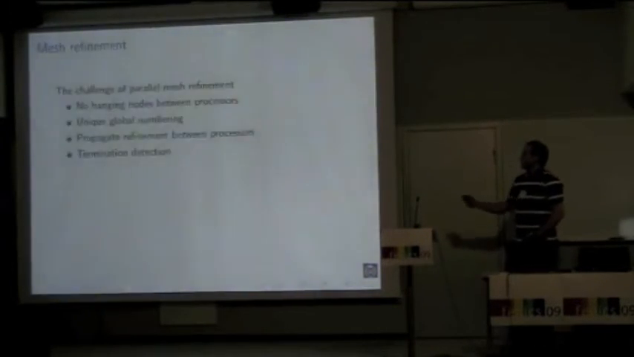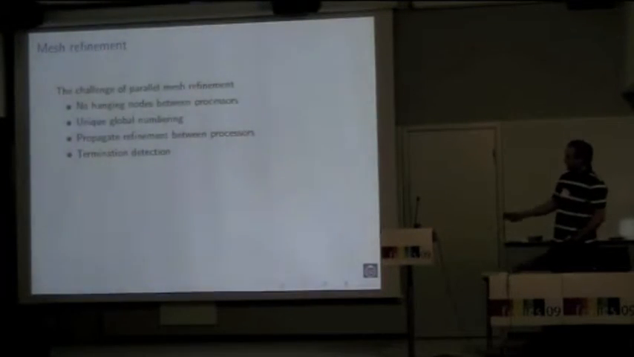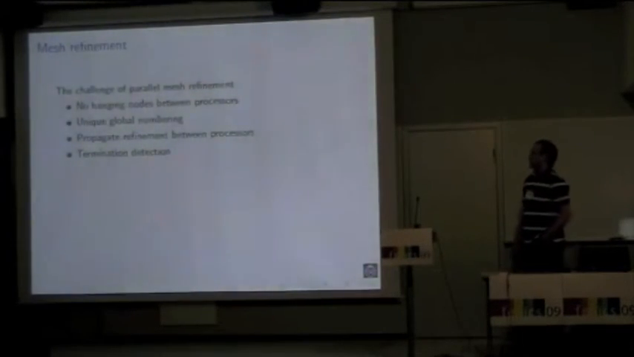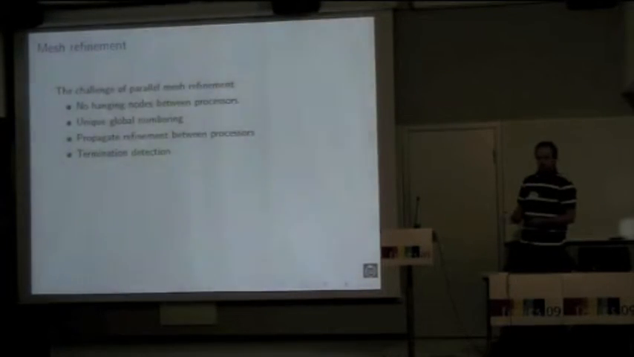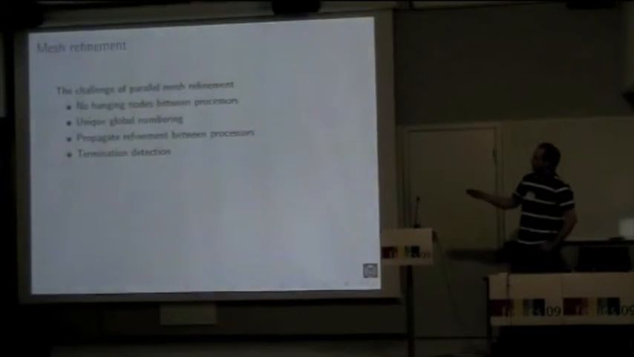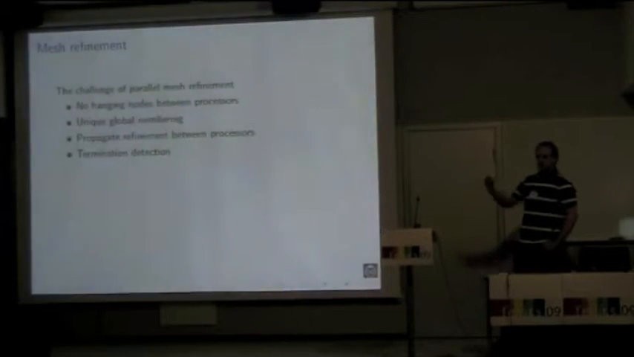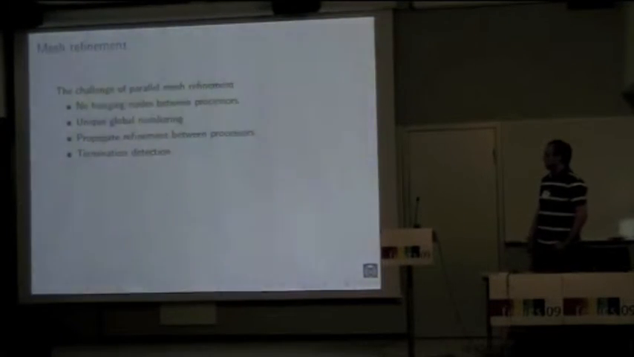Okay, so what's the problem with mesh refinement in parallel? First of all, you have to make sure that you don't get these ugly hanging nodes on the boundary between the processors. Then, in order to assemble the matrix correctly, you have to make sure that you get a unique global numbering of all these new entities, the new entities which you add on this shared boundary. And then, if you add an entity on a shared boundary on one processor, you have to make sure that you propagate it to all the adjacent processors. And finally, it's nice if you can detect that the algorithm has terminated.